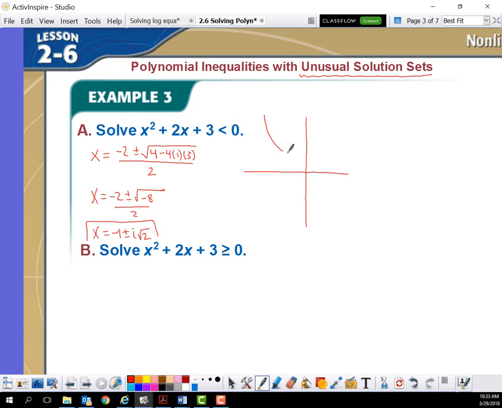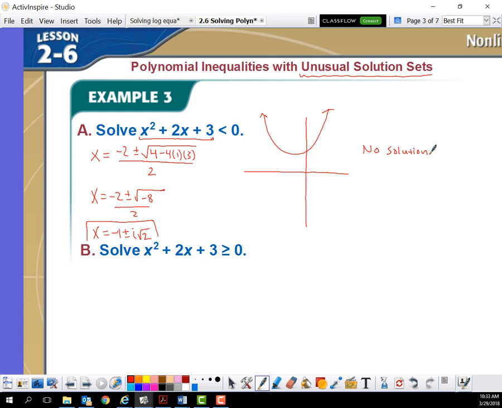In fact, it's going to open up. And I know it opens up, again, because if I look at the lead coefficient on the x squared, it's positive, which means it opens up here. Okay, so if part A is asking you where is this expression less than 0, and you look at the graph, well, clearly you can see from the graph that function is never below the x-axis, so it actually never has values that are less than 0. So for part A, we would say that there's no solution.